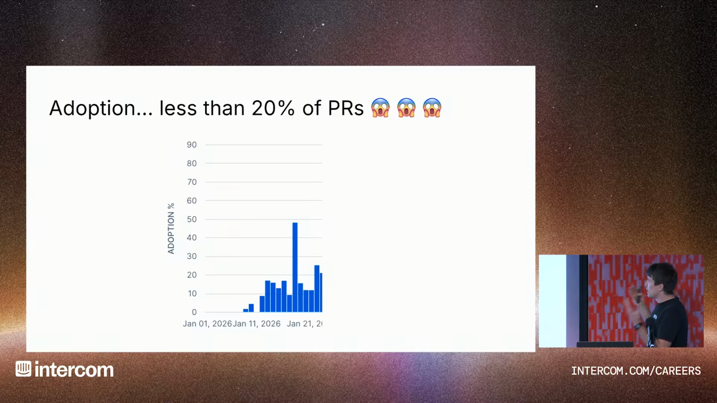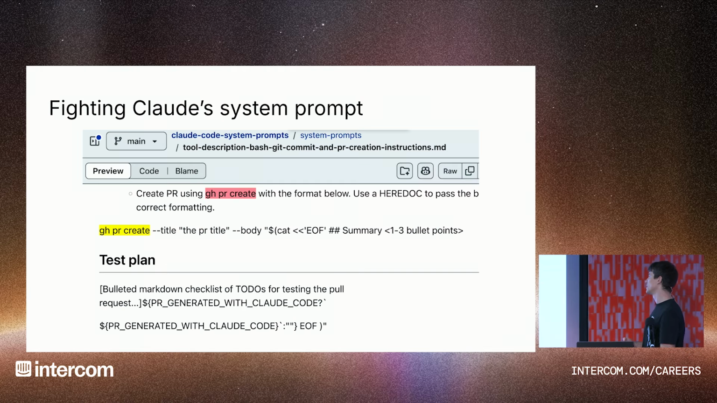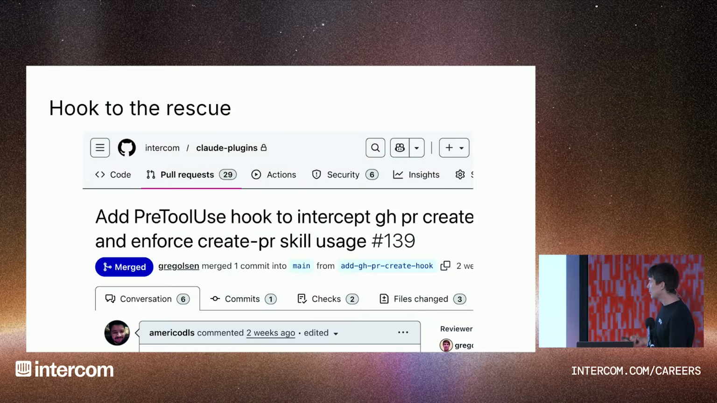But there was a problem, adoption. Less than 20% of PRs were created with that skill. Like, what's the story? Why is that the case? So it turns out I was kind of fighting the system prompt. There's a system prompt in Claude Code that tells it how to create a PR. So you should be using this format, and you have to put the test plan. So everything that I hated about the PR descriptions was actually encoded in the system prompt. So I was basically fighting it with the skill to make sure that Claude does the right thing.